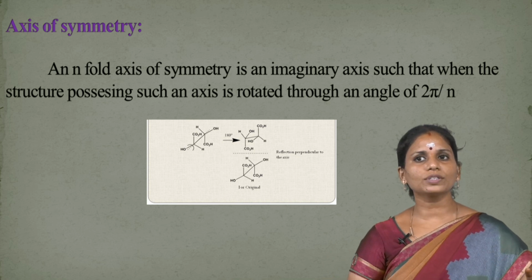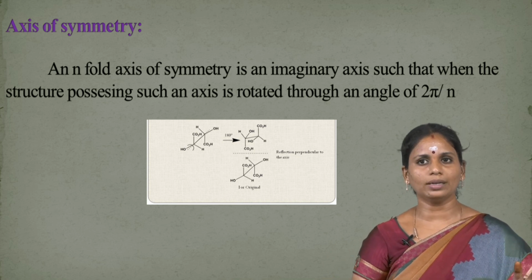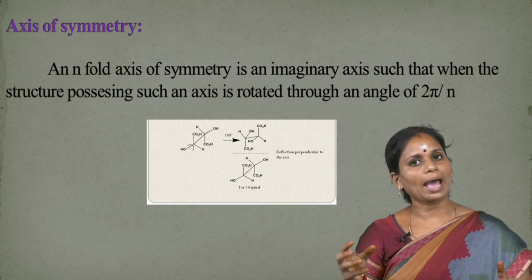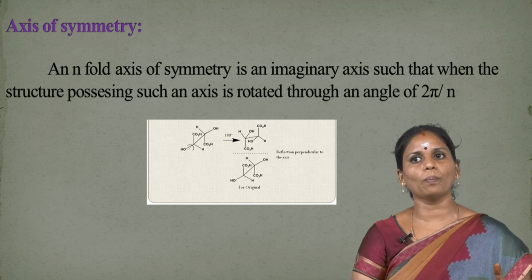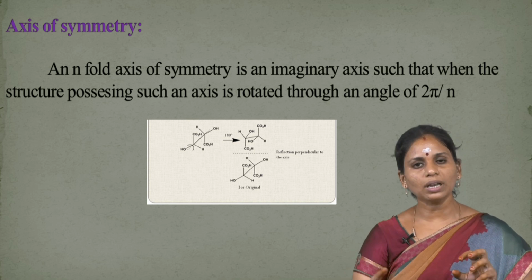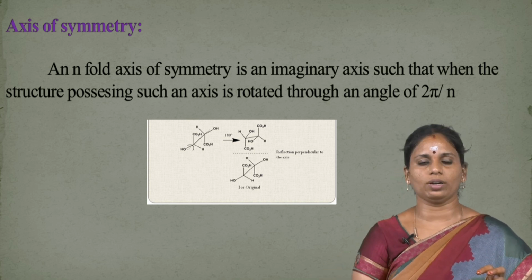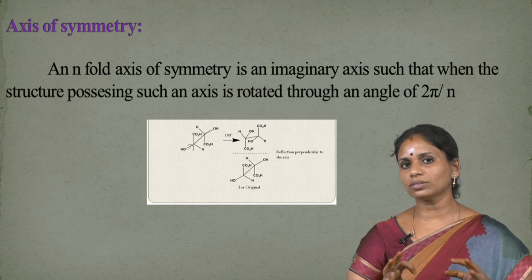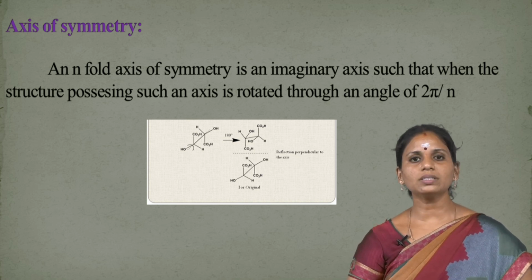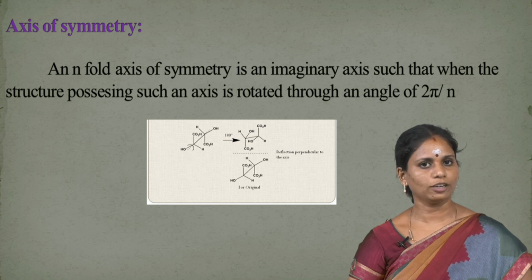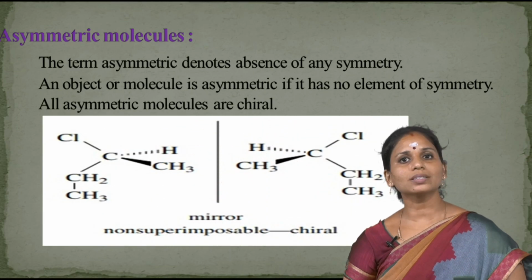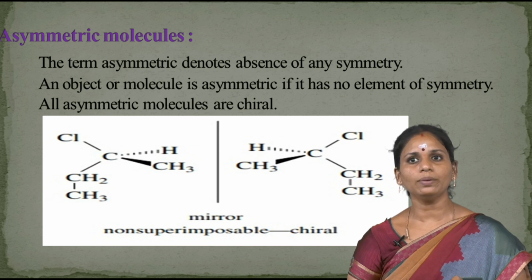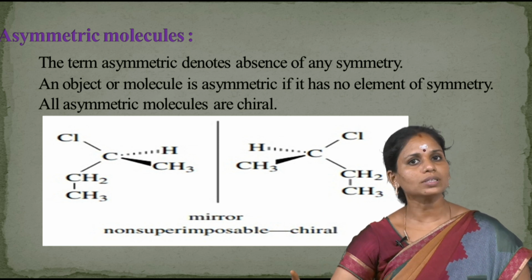An n-fold axis of symmetry is an imaginary axis such that when a structure possessing such an axis is rotated through an angle 2 pi by n, it produces a similar structure. So that is the axis of symmetry. These are the three symmetry elements: center of symmetry, axis of symmetry and plane of symmetry. Coming on to asymmetric molecules, the term asymmetry denotes absence of any symmetry.